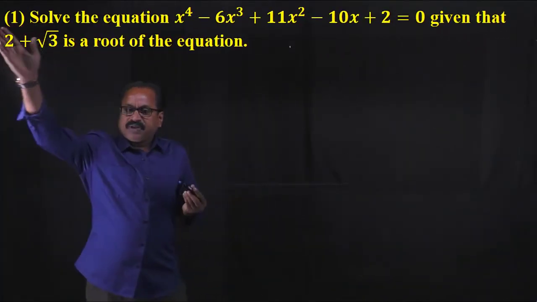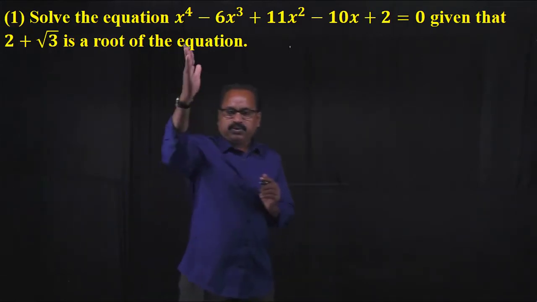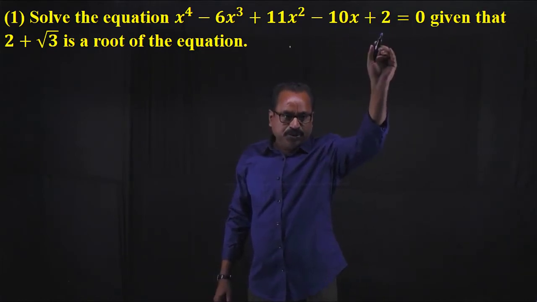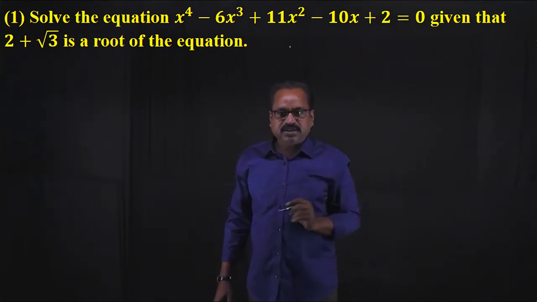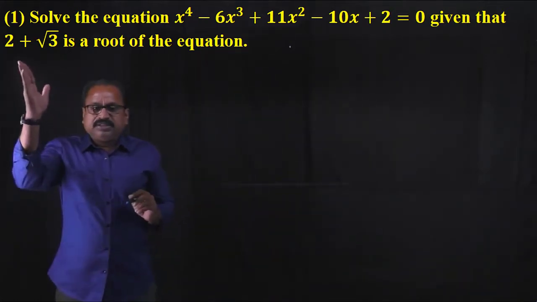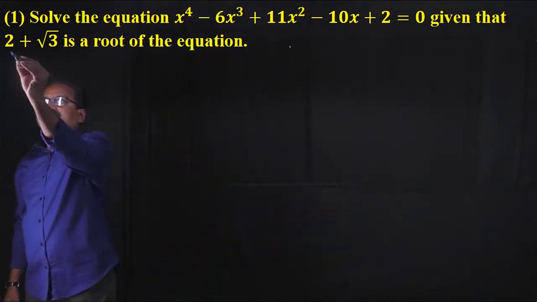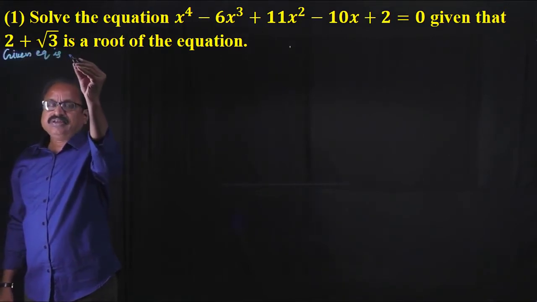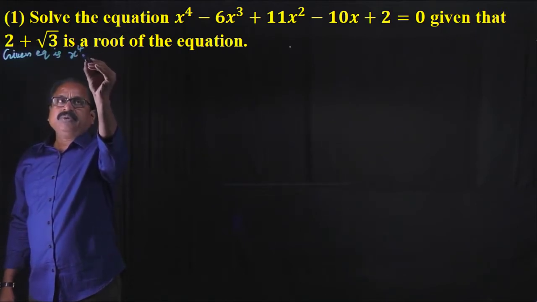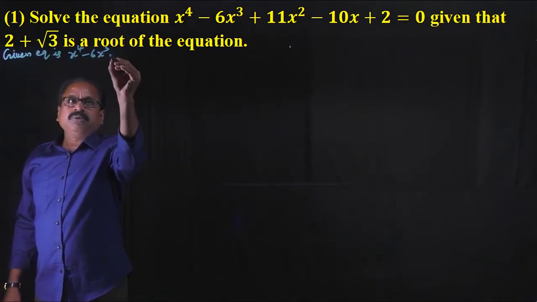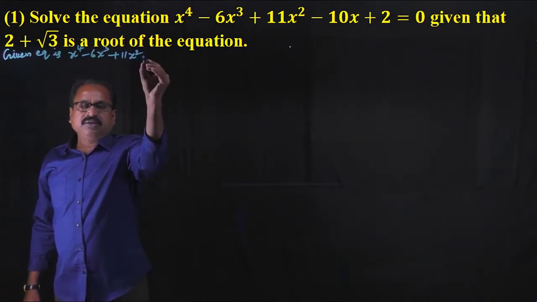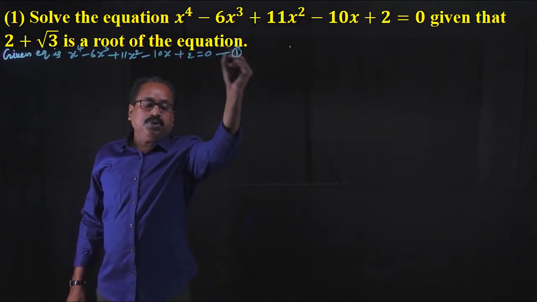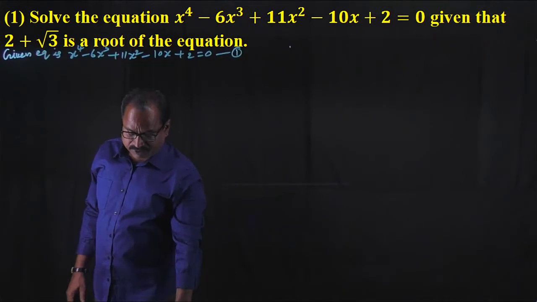Now, first question: solve the equation x power 4 minus 6x cube plus 11x square minus 10x plus 2 is equal to 0, given that 2 plus root 3 is a root of the equation. Given equation is x power 4 minus 6x cube plus 11x square minus 10x plus 2 is equal to 0. This is equation number 1.